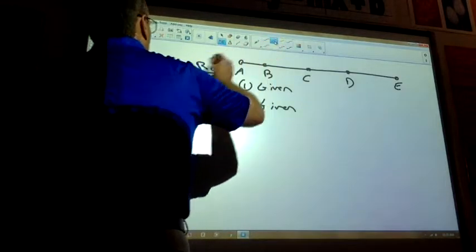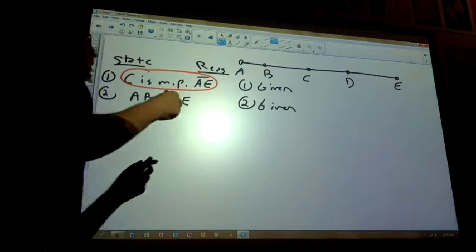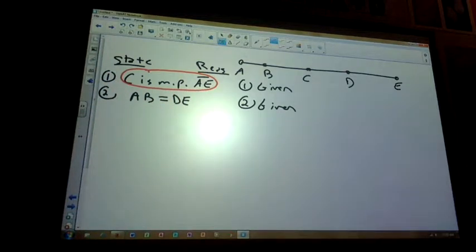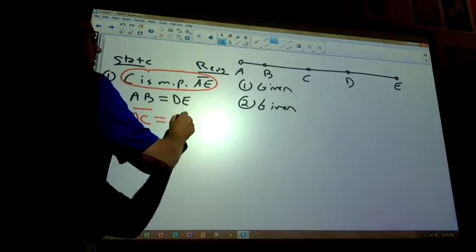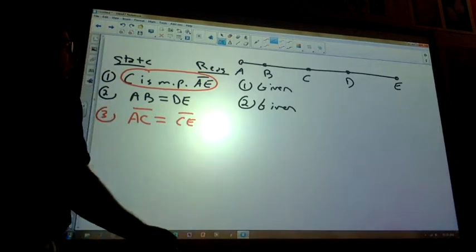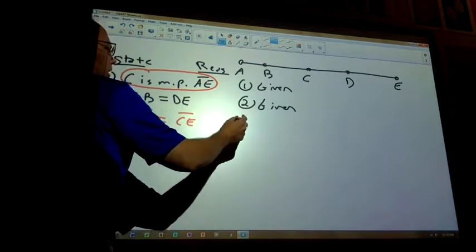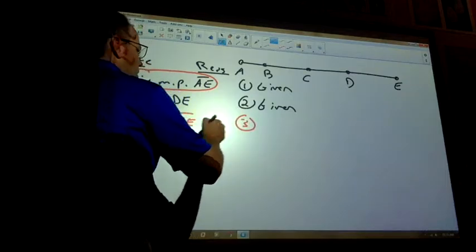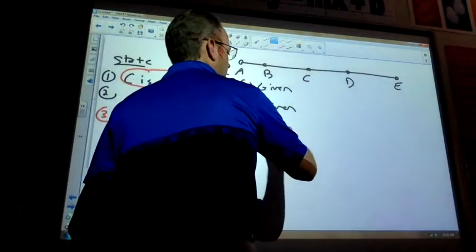So, because of this in our diagram, what can we state about that? AC and CE are equal. Let's just stick with the equal if that's okay. So step 3, why is that? Definition of midpoint.